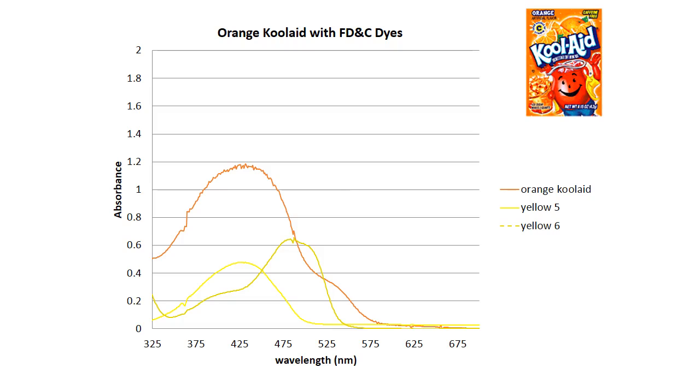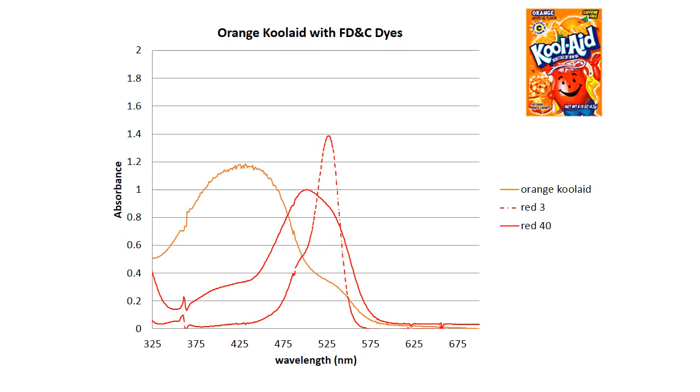Certainly yellow 5's peak overlaps very well with the orange Kool-Aid peak. If there is some yellow 6 in there, it's definitely underneath this peak. It's really masked by the profile of the orange Kool-Aid peak. I can't really rule out yellow 6, but if I had to pick one of them, I would pick yellow 5. Now if we put in red, red 40 appears to overlap with the peak at about 525, 530 nanometers.